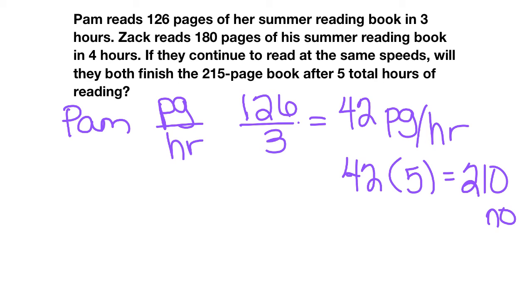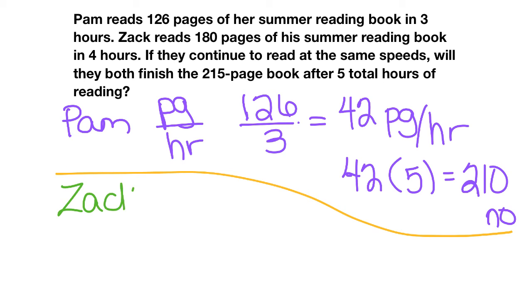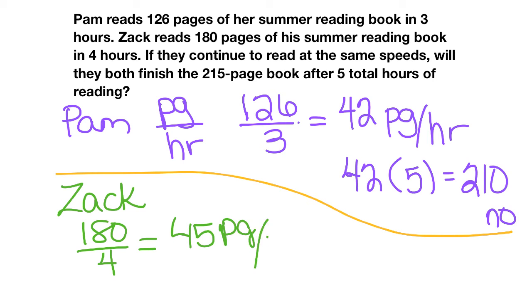Now let's do the same process and find for Zach. Start out with pages per hour. We know that Zach can read 180 pages in 4 hours. If we divide this to his unit rate, we find that Zach can read 45 pages per hour.